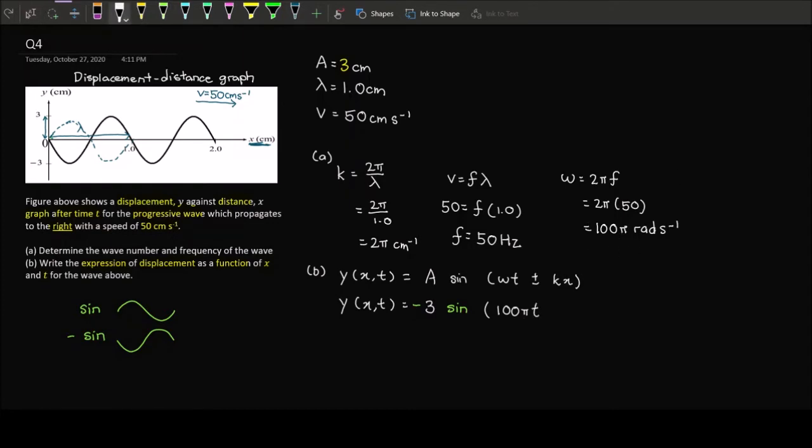The plus minus, I'll just leave it blank here because there's more to be discussed. Then we have k, which is just 2 pi, and x. Then you close the bracket.